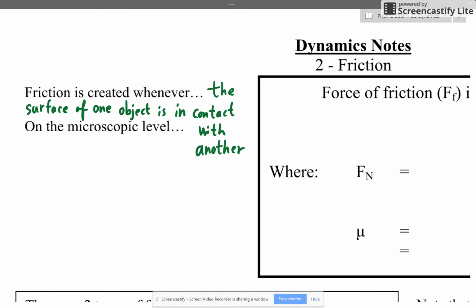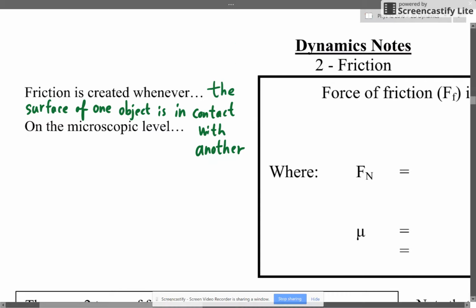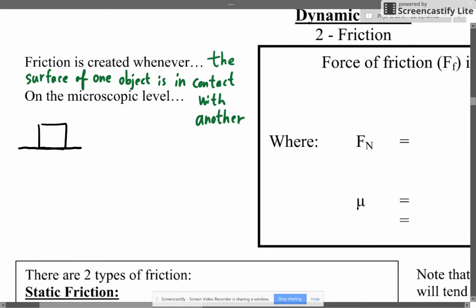On the microscopic level, I think I've shown most of you if you were with me last year. For example, let's say you see a box in contact with a table. Now it might look like the box is very smooth, right? But that's just a macro view. If you have a microscope or a magnifying glass and you actually look into it, you see that no surfaces are perfect. A very smooth wooden box on the surface would actually look more like this.